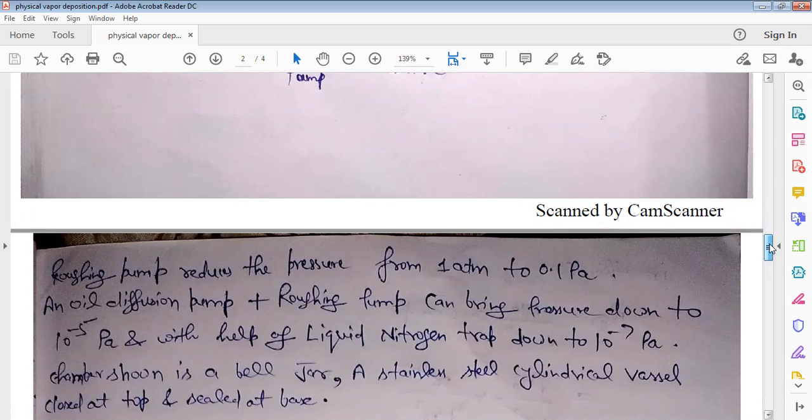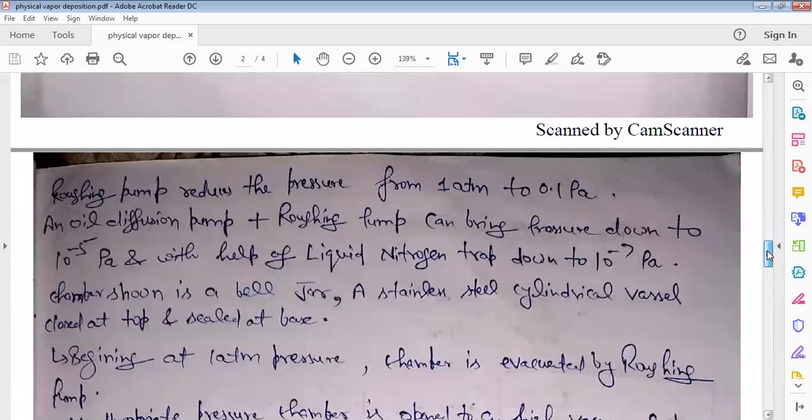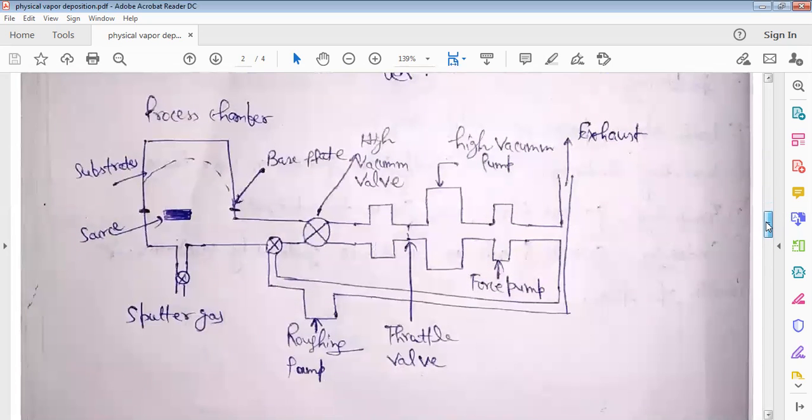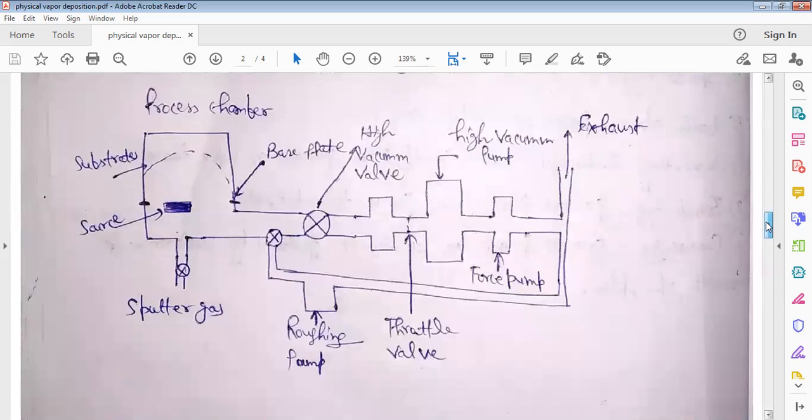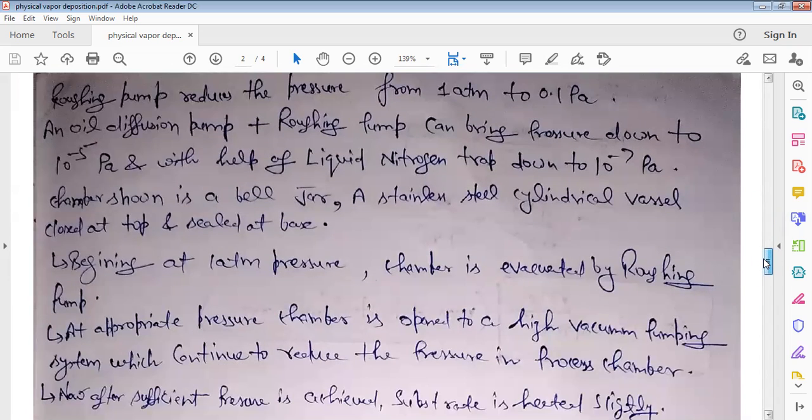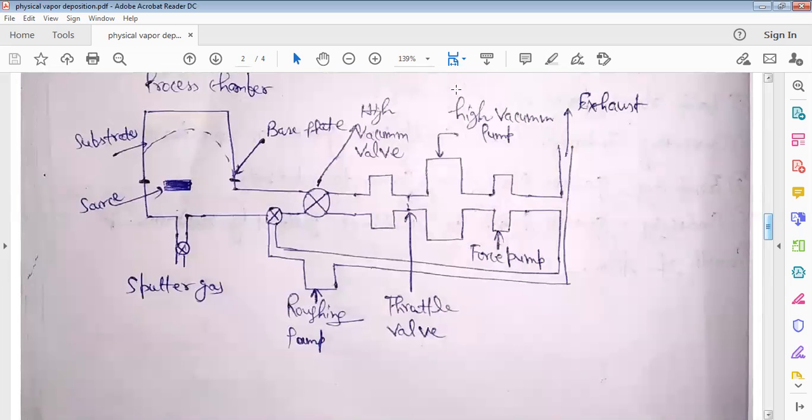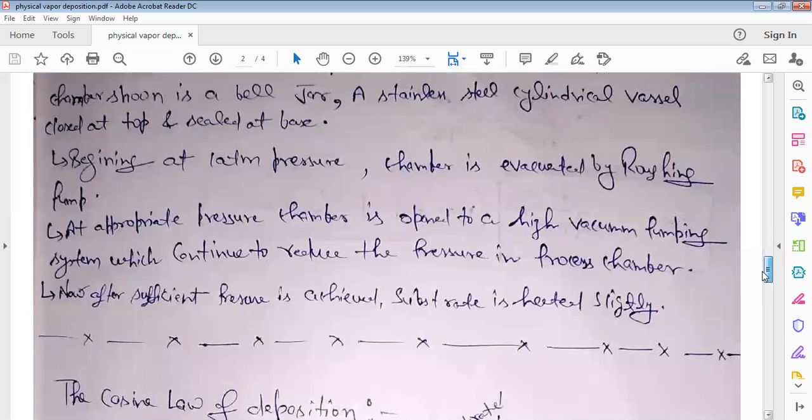The chamber shown here is a bell jar, a stainless steel cylindrical vessel which is closed at the top and sealed at the base. We start with 1 atmospheric pressure, and the chamber is evacuated by using the roughing pump. After this roughing pump, a high vacuum pump is used. With the help of this high vacuum pump, the pressure inside the chamber is reduced to a great extent, up to the limit of 10 raised to the minus 5 to 10 raised to the minus 7.